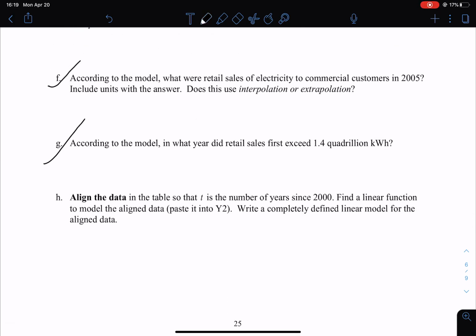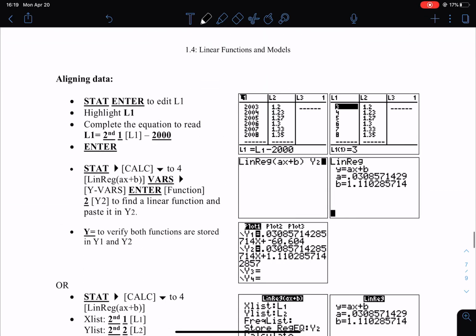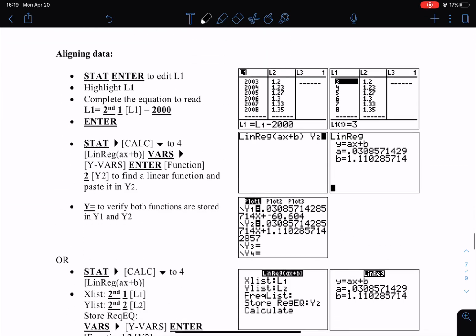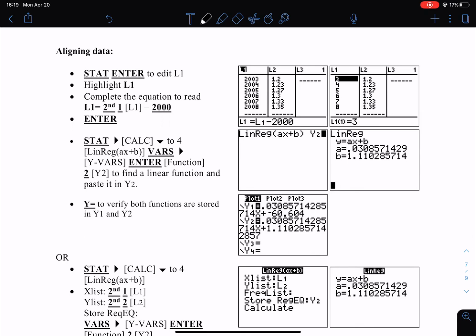And G, try to finish G as an exercise. For this one, you have to use the math solver. So it is just in 2010, because the solution is 2009.389. So you have to use the next year, that is 2010. And the next page shows you how to align the data. This is straightforward, just swap the 2 columns.